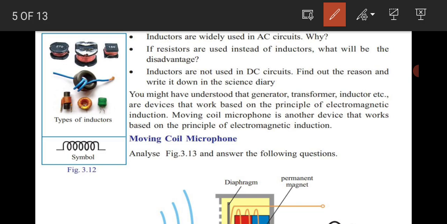Okay, so this same principle is used for inductor in AC circuit.